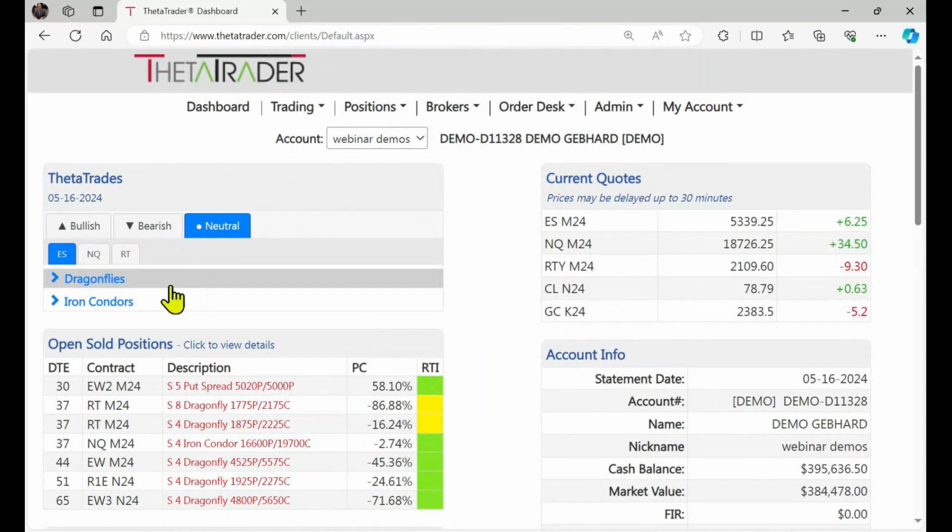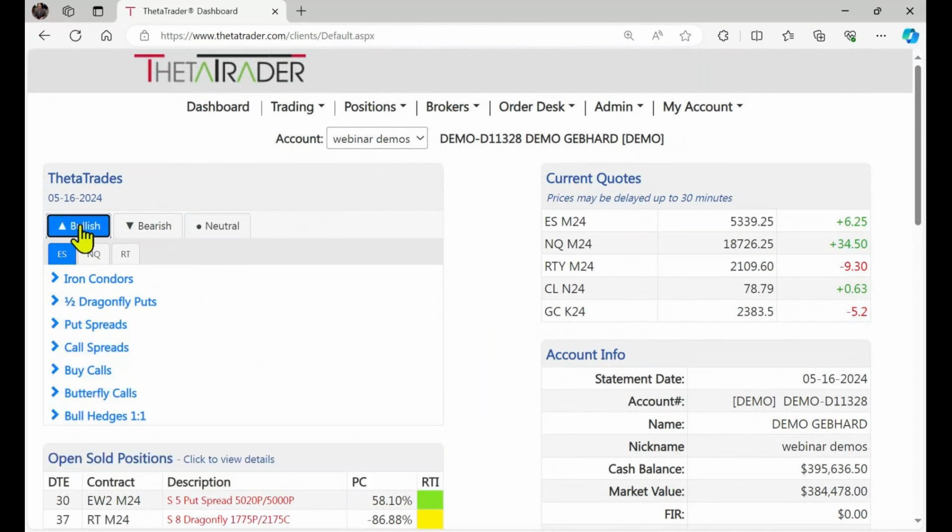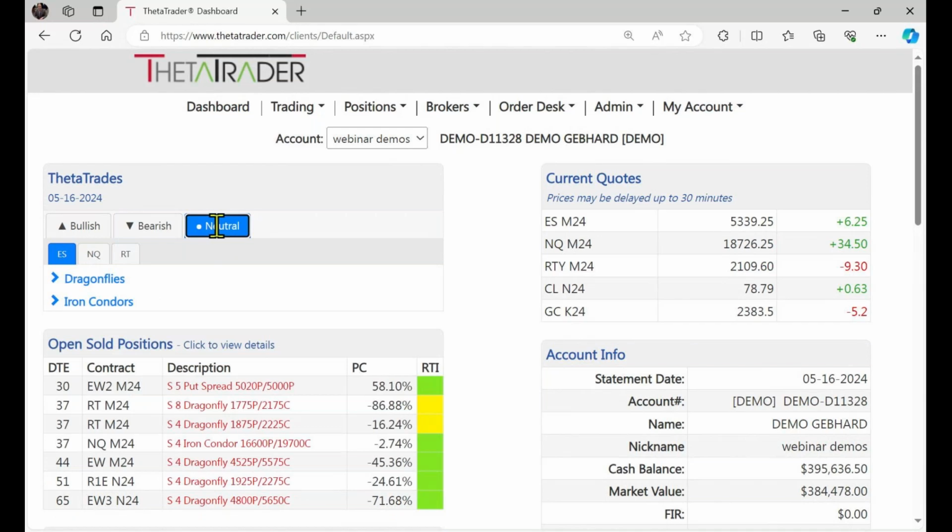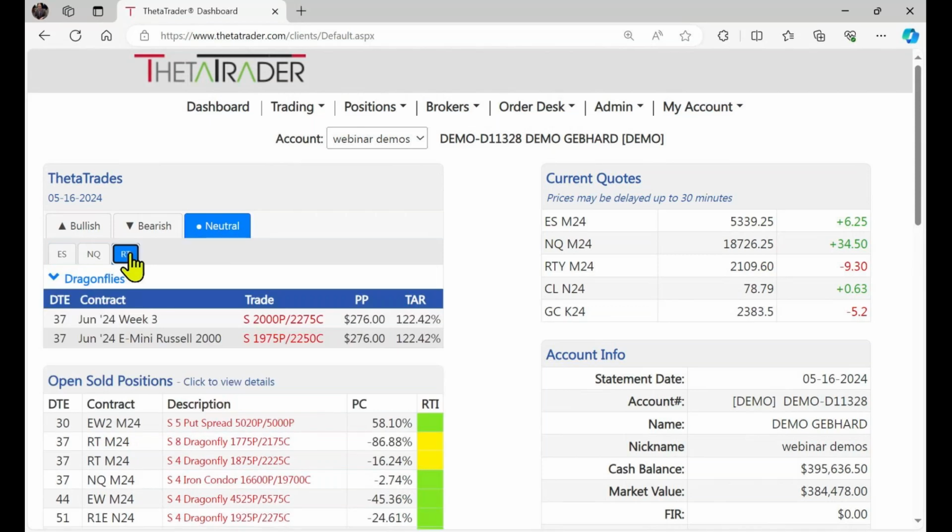But what I want to do here, you notice there are bullish strategies and bearish and non-directional or neutral. And we have the E-mini S&P 500, NASDAQ 100, and Russell 2000. These are the indexes that we're focusing on. And for this, we're going to look at just the Russell 2000. And we're going to look at a strategy called a dragonfly. It's a non-directional strategy, similar to an iron condor. And we'll just go ahead and pick this trade here.